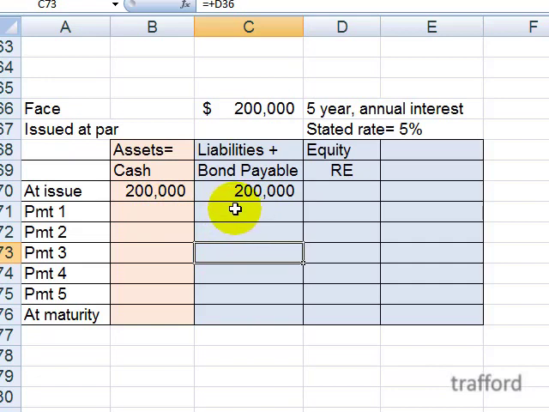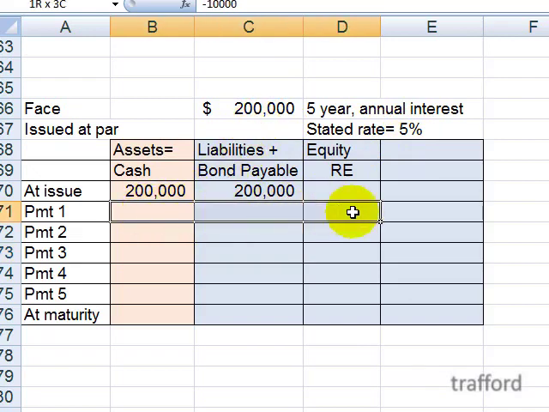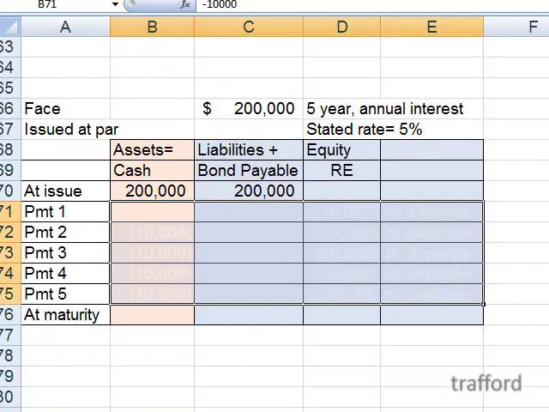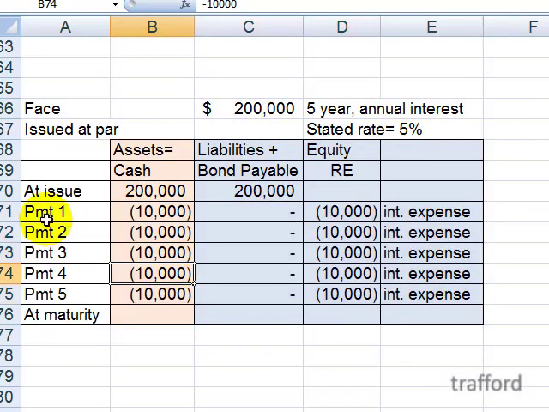But remember, in the meanwhile, the corporation also has to pay interest. Well, how much interest does the corporation have to pay? It will always be the stated rate times the face value of the bond, the two things actually printed on the front of that bond. So annually the corporation is going to be paying $10,000 worth of interest. At the end of year 1, cash goes down $10,000. They're writing out checks, sending them to bondholders, and the corporation records $10,000 of interest expense. Same thing happens in each of the 5 years.